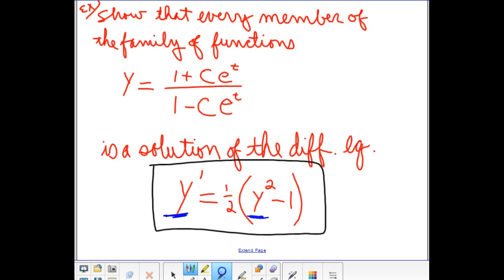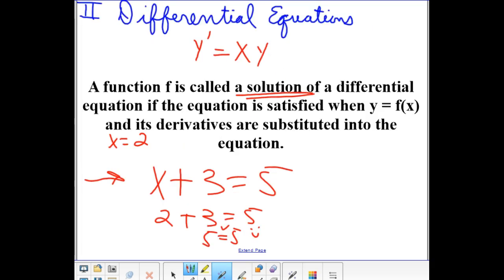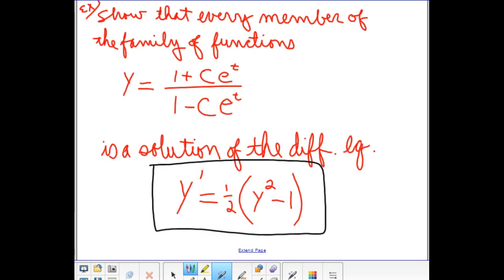So to find a solution to that, I'd have to do a bunch of work, and we don't know how to do that yet. So they gave me the solution. Here you go. Here's the solution. Prove that it's the solution. And to prove that it's the solution, you just simply take it and plug it in, right? And that's exactly what you have to do here.